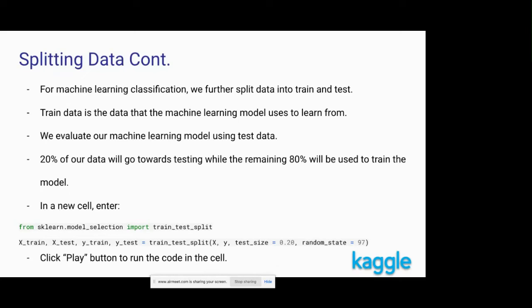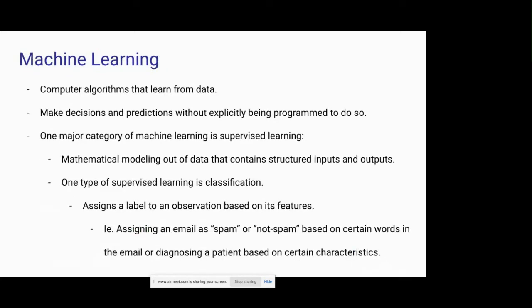Okay, moving on. So let me briefly digress to what is machine learning, because I've been talking about it a bit and I didn't give a formal introduction to what machine learning is. So machine learning involves computer algorithms that learn from data. So these computer algorithms are going to make decisions and predictions without explicitly being programmed to do so. One major category of machine learning is supervised learning. And this involves mathematical modeling out of data that contains structured inputs and outputs.